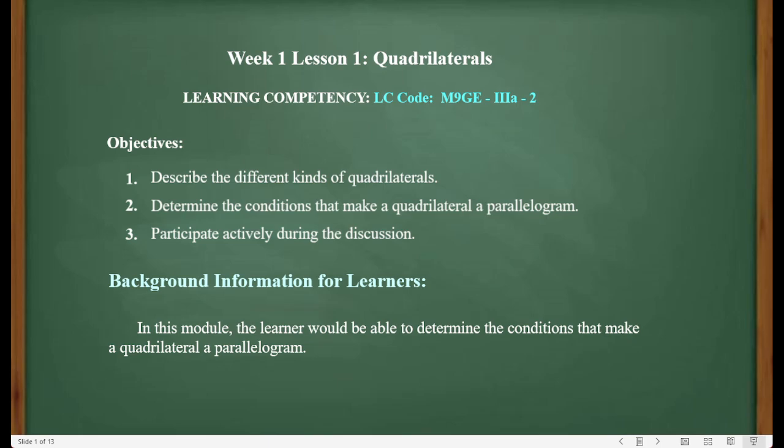So the following objectives are: number 1, describe the different kinds of quadrilaterals. Number 2, determine the conditions that make a quadrilateral a parallelogram. So in this material, you would be able to determine the conditions that make a quadrilateral a parallelogram.